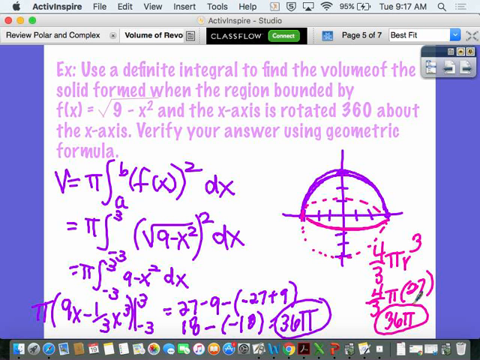Wow, that was so much easier. Can we just do that? If it does form a geometric shape, you can. However, if it says use the definite integral, then you need to use the definite integral.